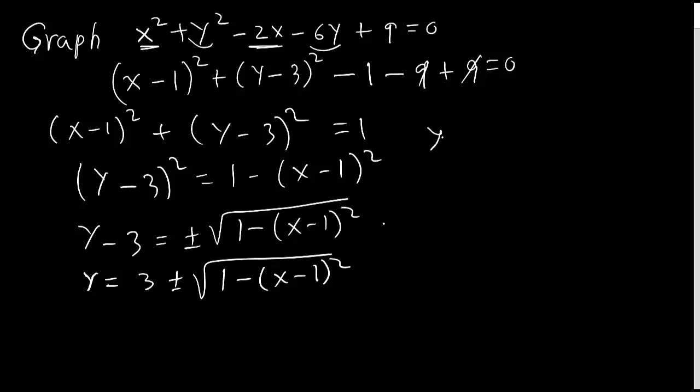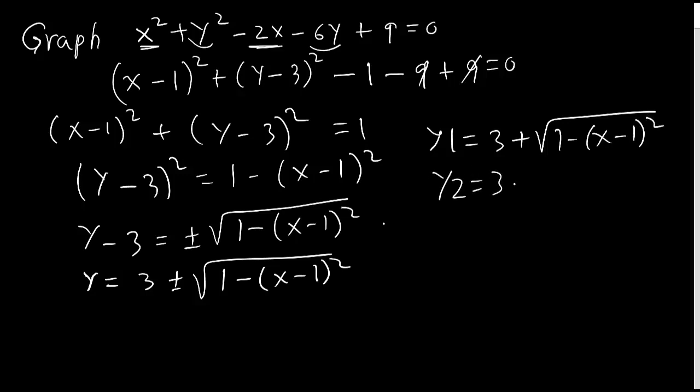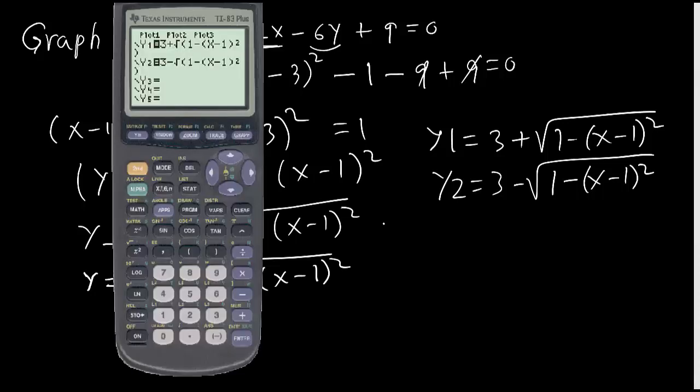Now in your calculator you type y1 equals 3 plus square root of 1 minus x minus 1 squared, and for y2 you write 3 minus square root of 1 minus x minus 1 squared, and I'll show you how we do it in the calculator. So I type the equation, y1 is 3 plus square root of 1 minus x minus 1 squared, close parenthesis, and then in y2 you type the next one, 3 minus this.